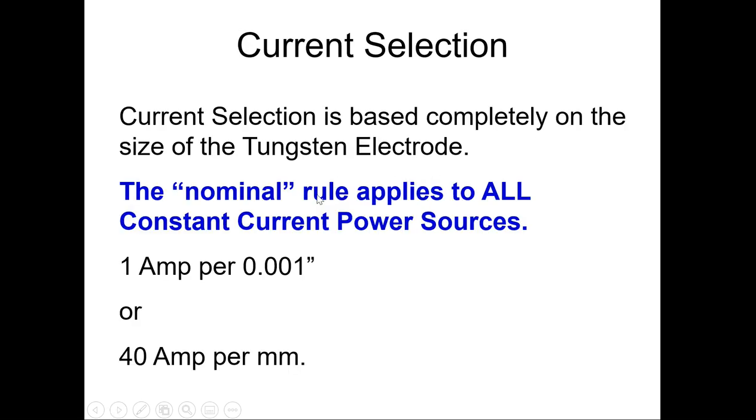When we're setting current selection, I like to use 1 amp per thou. This is pretty good for constant current power sources. So if you've got a stick electrode that's 1/8 of an inch diameter, your amperage should be starting out at about 125. If you've got a TIG tungsten that's been sharpened at 3/32, it's nominally going to be about 94 amps, right? 1/8 is 125, so it's the decimal equivalent of what we're playing with.